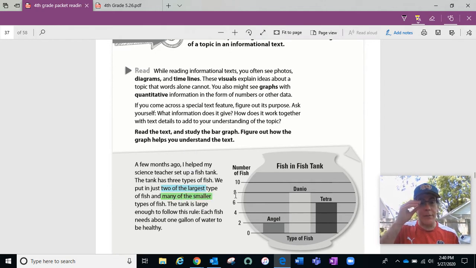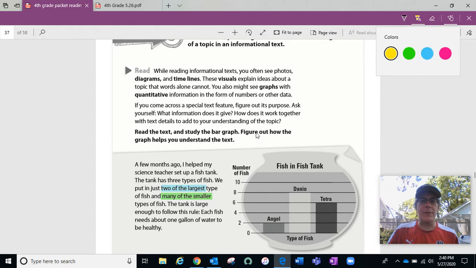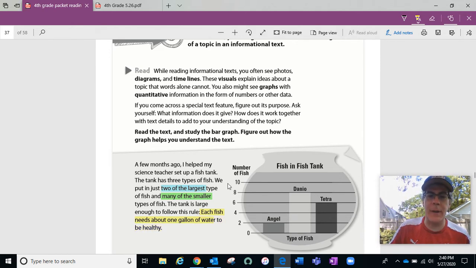The tank is large enough to follow this rule. Each fish needs about 1 gallon of water to be healthy. So again, each fish needs about 1 gallon of water. So that's information that might be handy.